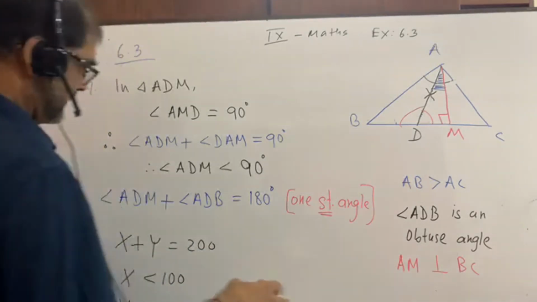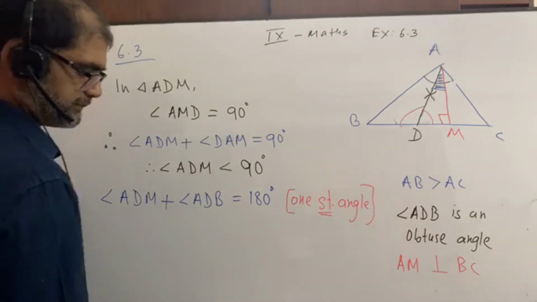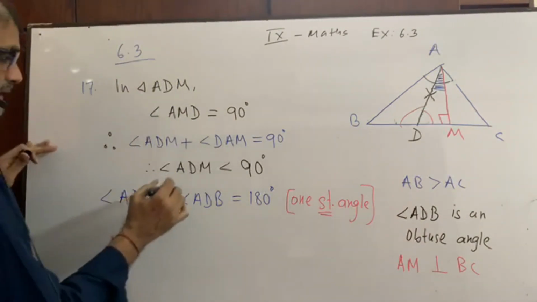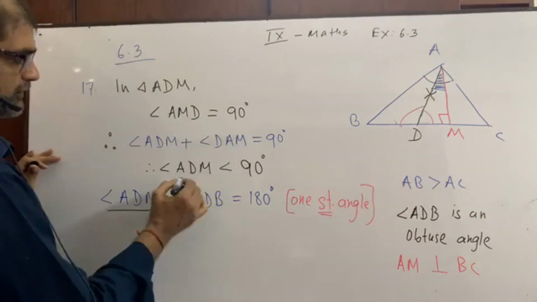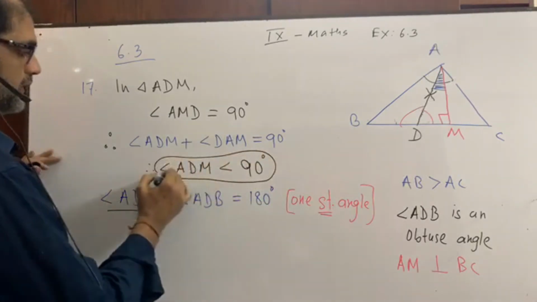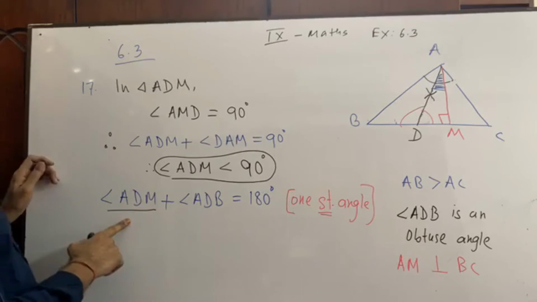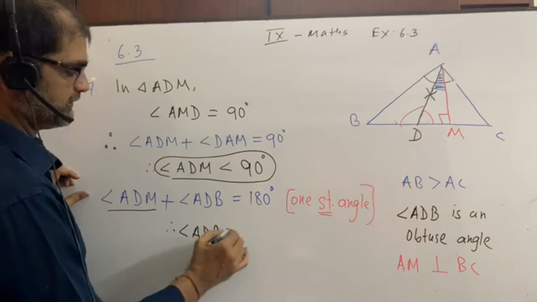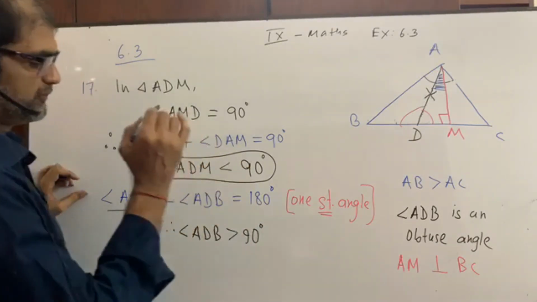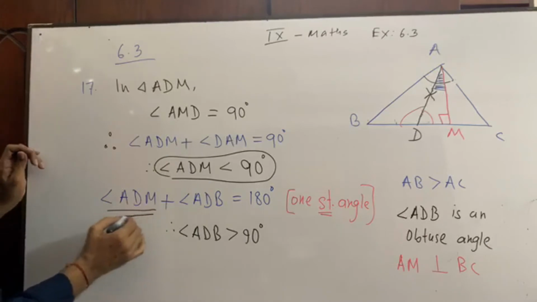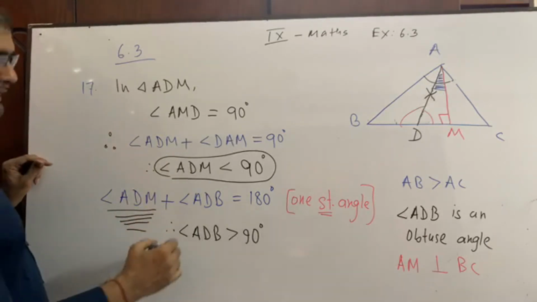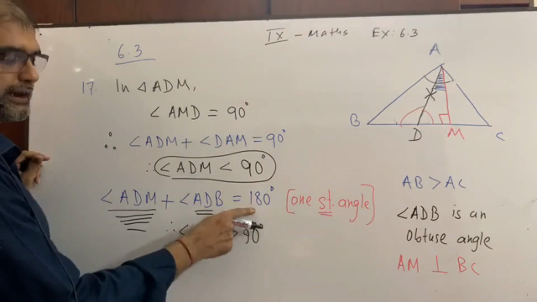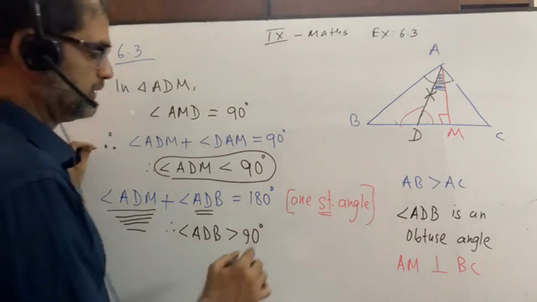So you see here, please try to understand. This is less than 90 degrees. You see, we have got it here. This is less than 90 degrees. That means we can write, therefore, angle ADB is greater than 90 degrees. Please try to understand: if it is less than 90, then the other must be greater than 90, because in total there will be 180 degrees, right? But what is its limit?